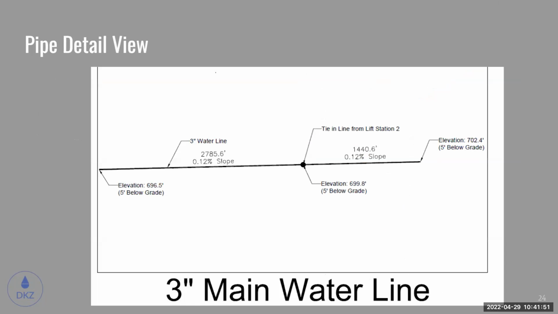So this is a pipe detail view of our 3-inch main water line, which runs through section 1 to section 2. It's roughly 4,000 feet long. And as you can see, there's only about 0.1% of slope in this water line. It's got to go up a little bit to get to our next pump station for our tie-in points, but it's going to be very, very flat.